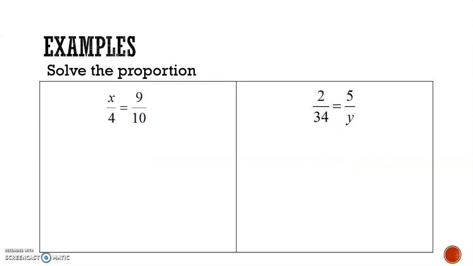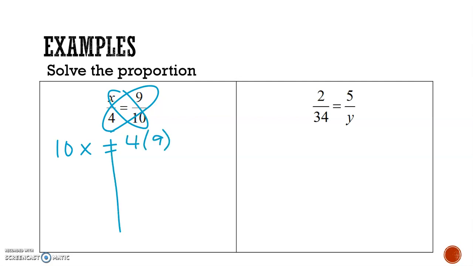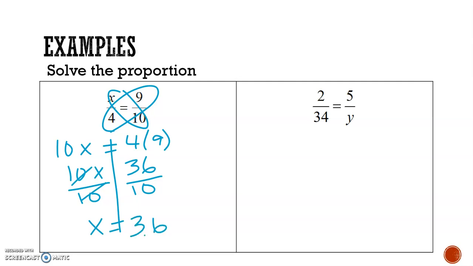Alright, so this first one we have x over 4 equals 9 over 10. What I like to do is circle these as a reminder, and I'm going to rewrite it as 10 times x, and because I'm multiplying those I can just put them next to each other because I know that means multiply, and then 4 times 9. Okay, now I have to solve this. 10x, bring that down, 4 times 9 is 36, and then to get the x by itself I'm going to divide both sides by 10. And I am going to get 3.6.